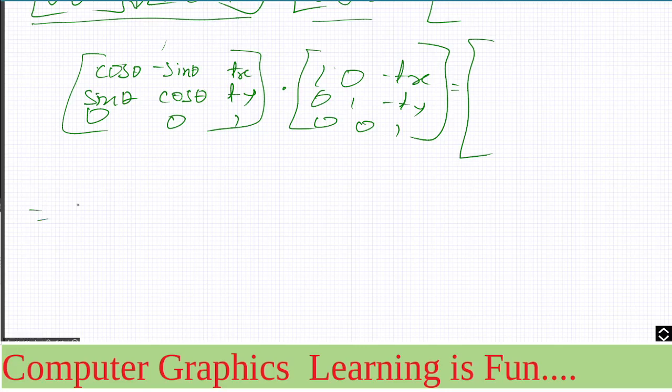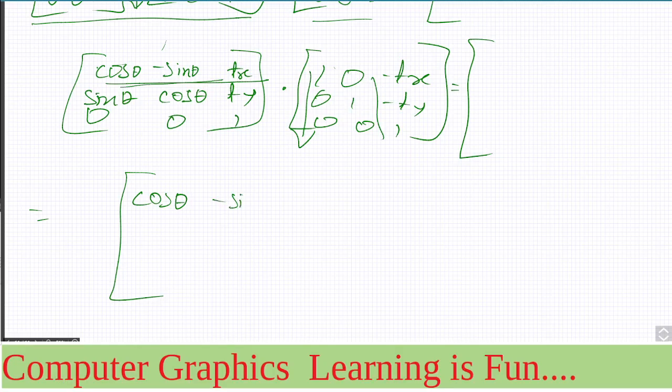Let me write it now here. This is multiplied by this thing, so it is cos theta only. This is multiplied by this, so it is minus sin theta only. This is multiplied by this, so it is minus tx cos theta, minus minus plus ty sin theta, and then tx into 1, right, plus tx. Is it correct? Yes, sir.